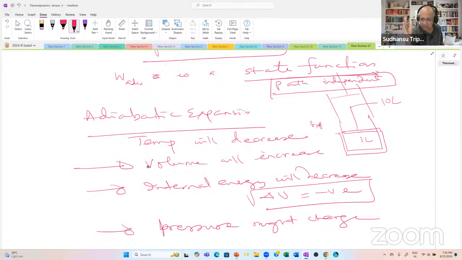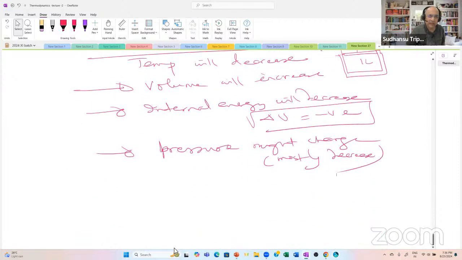Pressure might decrease because the temperature is reduced. The kinetic energy has reduced, and pressure will mostly decrease. Because temperature has reduced, the kinetic energy of the gas molecules has reduced. So the surface area is increased, force is reduced, so force per unit area has to decrease. So mostly it will decrease.